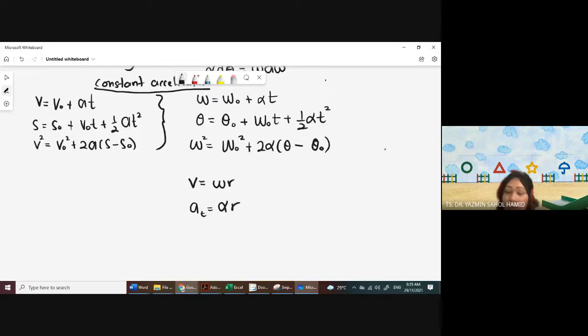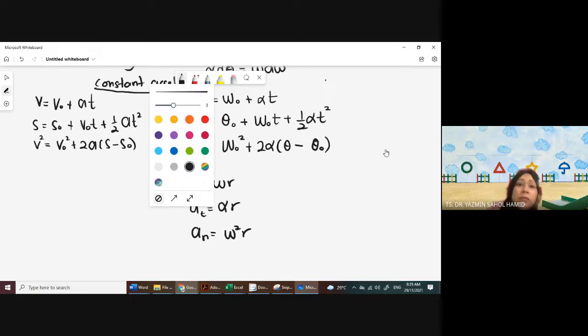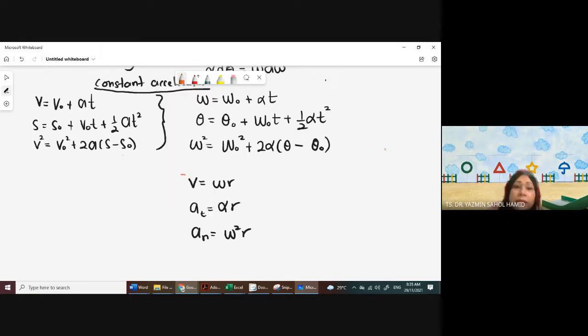Alpha r. Okay, and then acceleration normal equals omega squared r. Okay, these are three new formulas today. The others are similar, but these are three new formulas that you need to remember today.